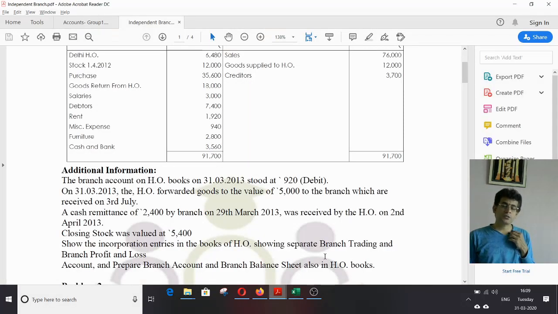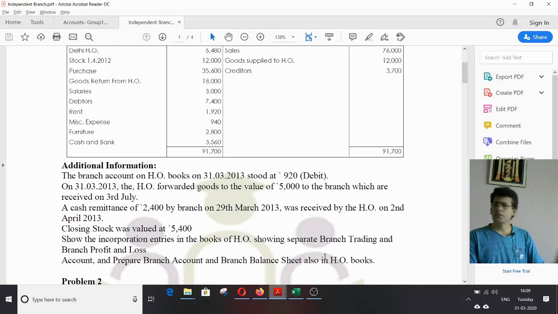So right guys, let us move on to the other part. Two more things are pending. See, we had done the reconciliation of the balance between the head office books and as well as the branch office books. I mean, in the head office books, the branch account balance is what?